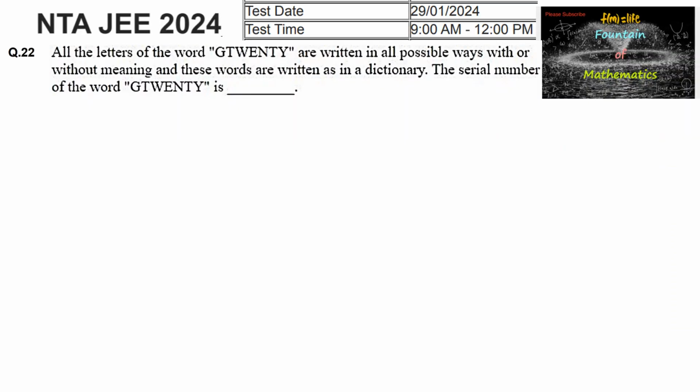All the letters of the word TWENTY are written in all possible ways, with or without meaning, and these words are written as in a dictionary. Then the serial number of the word TWENTY is. So here the question is simply asking for the rank of the word. So here the word TWENTY, let me write T W E N T Y.